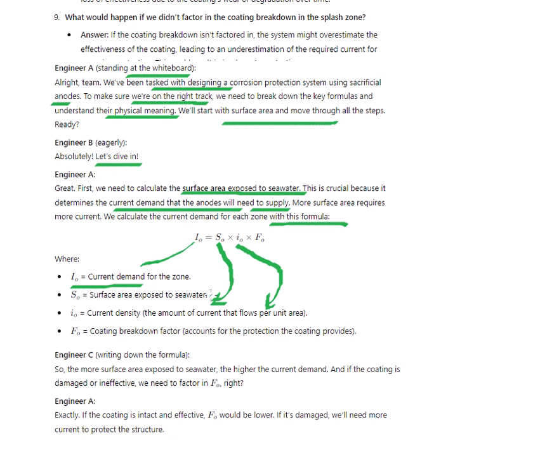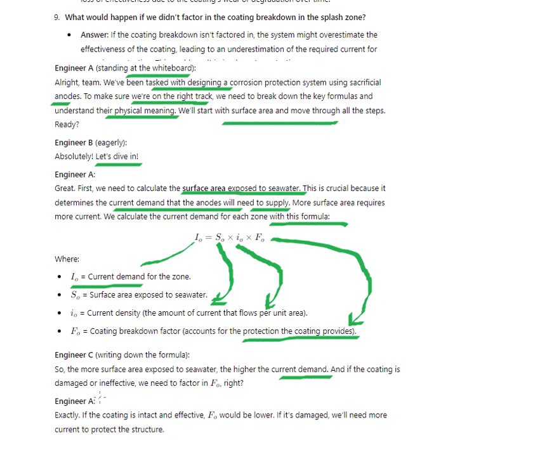Current demand is how much current is needed, which has to be supplied by the anode. Current density is how much current can flow per unit area. F naught is the coating breakdown factor, which accounts for the protection the coating provides. So the more surface area exposed to seawater, the higher the current demand.